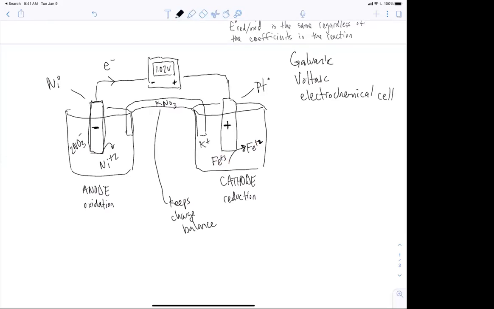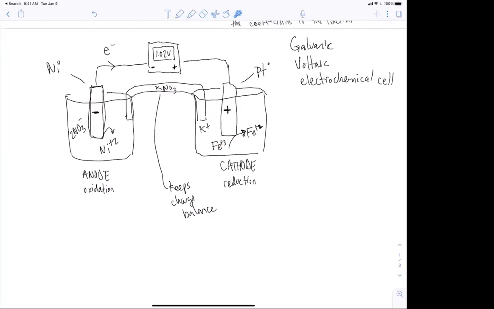If you didn't have the salt bridge there, you would build up a bunch of positive charge over here, and negative charge over here because there's some counter anion in solution, and then your cell would just stop working. So the salt bridge pretty much just completes the circuit. If you didn't have that there, then you wouldn't be able to complete that circuit.